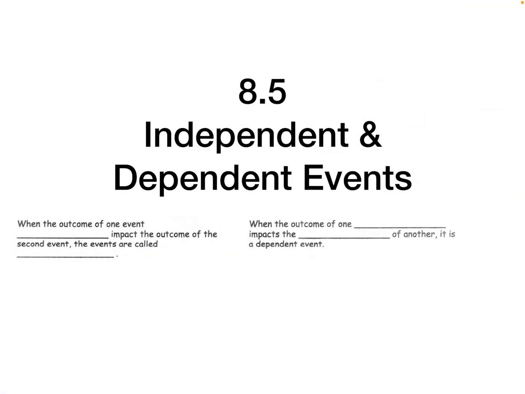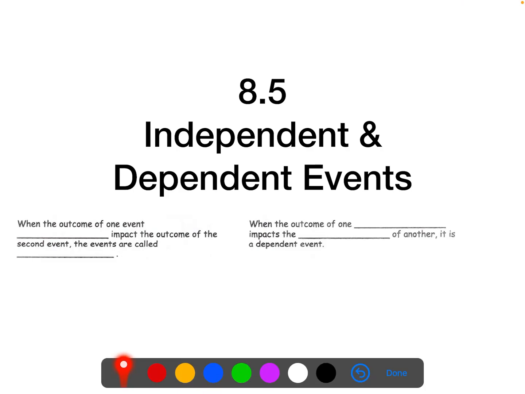Hey everyone, for today we are continuing the independent dependent event idea from last lesson with lesson 5. And just as a quick review, we've got two statements here at the top of your handout that say when the outcome of one event does not impact the outcome of the event is called independent. And that was a continuation of the idea from our last lesson.